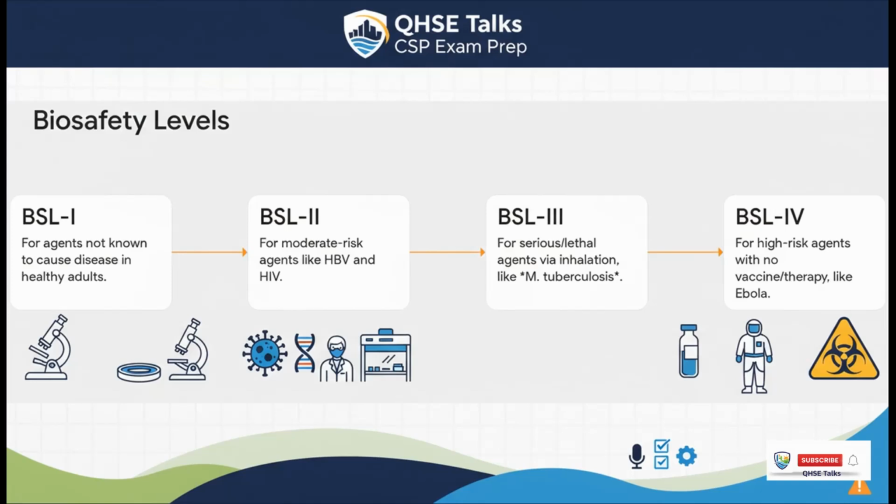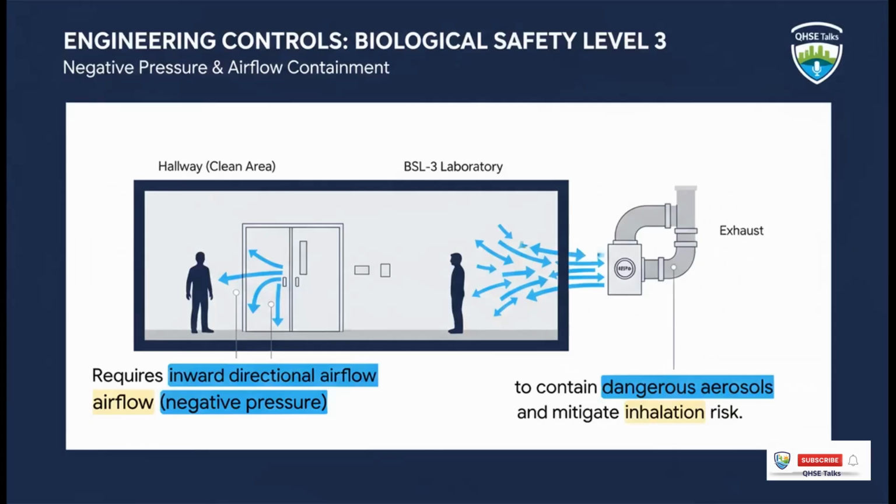BSL-1 is your basic teaching lab. BSL-2, we step it up from moderate risk agents that we see all the time, like HIV. BSL-3 is where things get really serious. We're talking about agents that are dangerous if you inhale them, like tuberculosis. And then at the very top, BSL-4 is maximum containment for the world's most dangerous pathogens, like Ebola, where we literally have no cure. Now pay close attention here because this is a huge exam point.